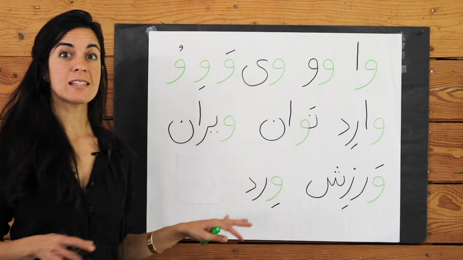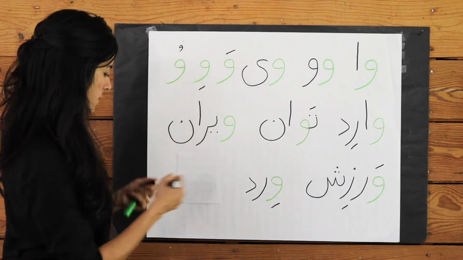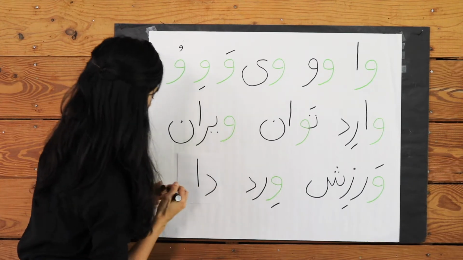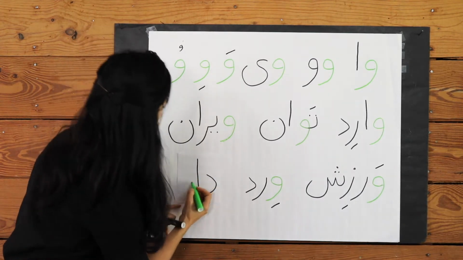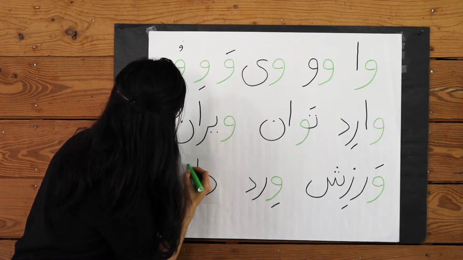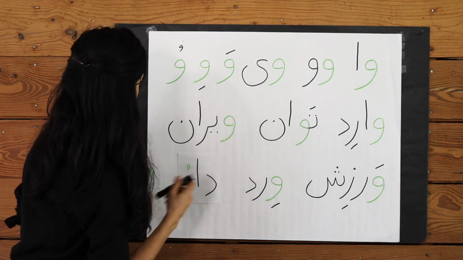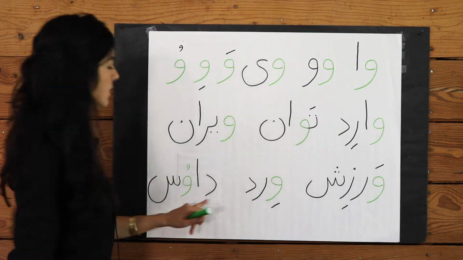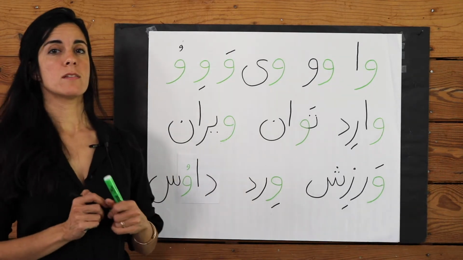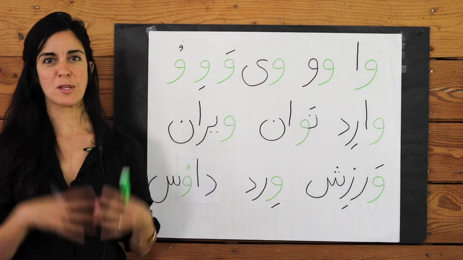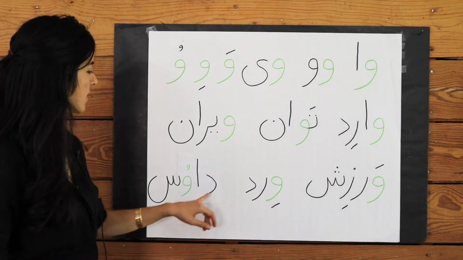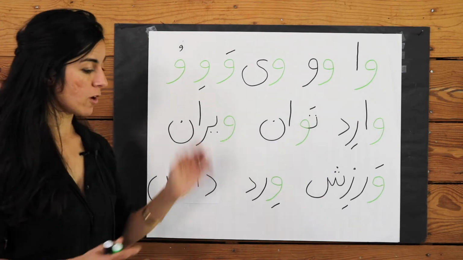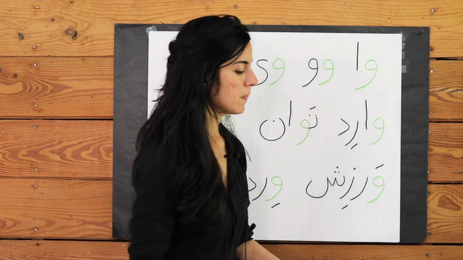Okay, and then our final example of the vo sound. Let's see. It is Davos, which is a city that everybody goes to for these financial conferences. So Davos. So let's go over all of these again, all together.